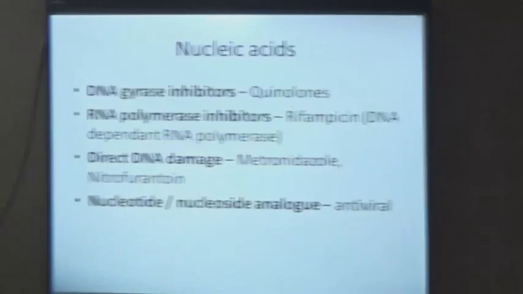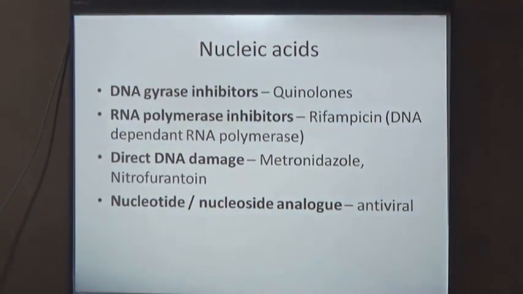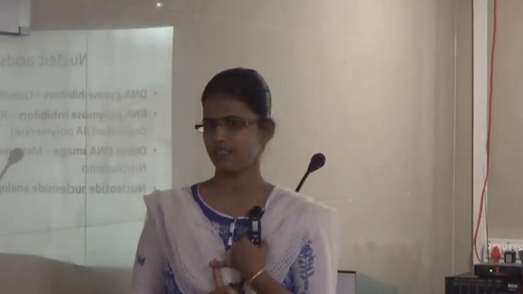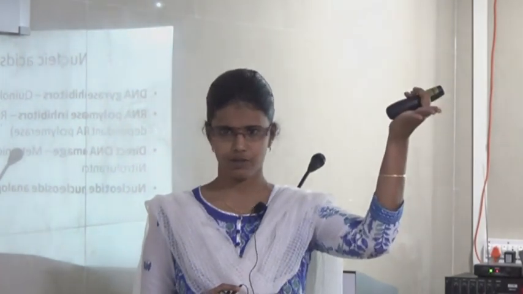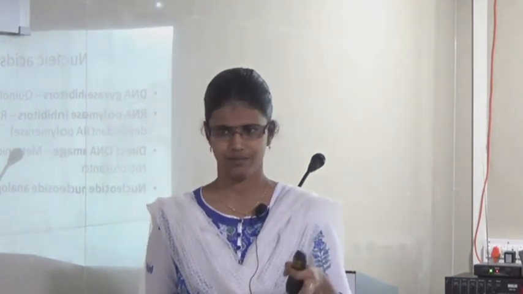Then nucleic acid. So the cell wall is over, cell membrane is over, protein synthesis is over. Cell wall, what are the drugs? First step, what enzyme and what drug? Cycloserine. Then fosfomycin, bacitracin, transglycosylation, vancomycin, beta-lactam. Cell membrane: polymyxin, mainly gram-negative. Now other drugs: choline, antibiotics and the azoles.